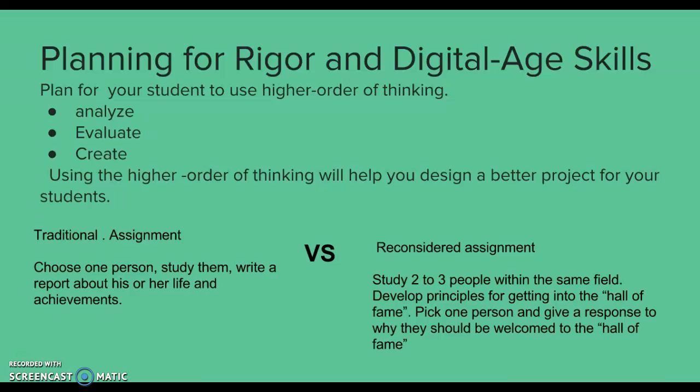So it gave the example of a traditional assignment versus a reconsidered assignment. The traditional assignment is: choose one person, study them, write a report about his or her life or achievements. So that's a traditional one. Now the reconsidered one is: study 2 to 3 people within the same field. Develop principles for getting into the Hall of Fame. Pick one person and give a response to why they should be welcomed to the Hall of Fame.